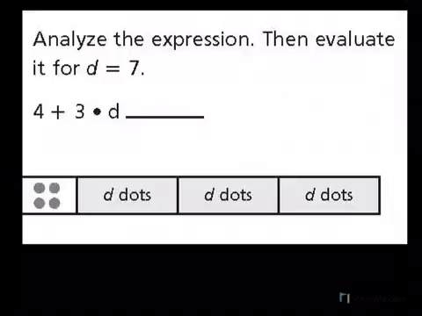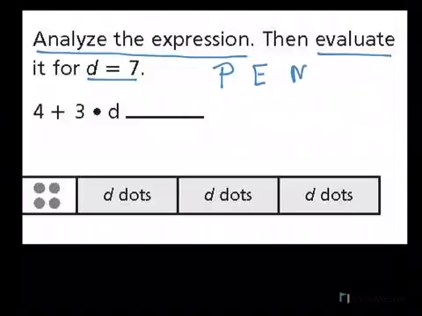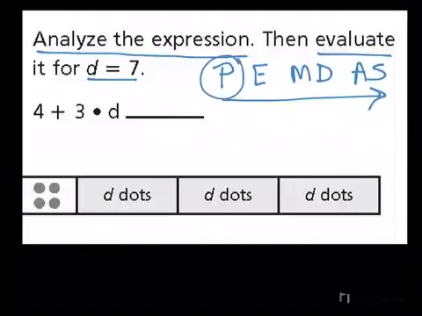In this example, it says analyze the expression. Then we're going to evaluate for D equals 7. So first, I'm going to analyze my expression. I'm going to use my order of operations from left to right. So I'm going to start with parentheses. I do not have any parentheses. Then exponents. There are no exponents. So I move on to multiply or divide.